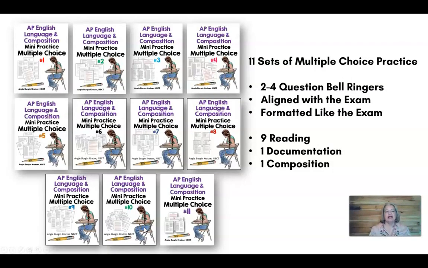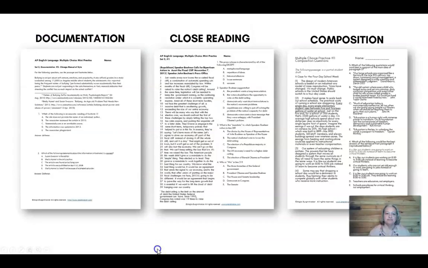So, first of all, I have 11 multiple choice mini practice sets. Each one of them has 2 to 4 questions. You can treat them like bell ringers, so kids come in the room, and you have them on the desk. They are aligned with the exam, and they are formatted like the exam with the 2 columns. Of the 11, 9 of them are close reading, 1 of them is documentation, and 1 of them is composition. Number 2 is documentation, and number 11 is composition, and the rest of them are reading comprehension.